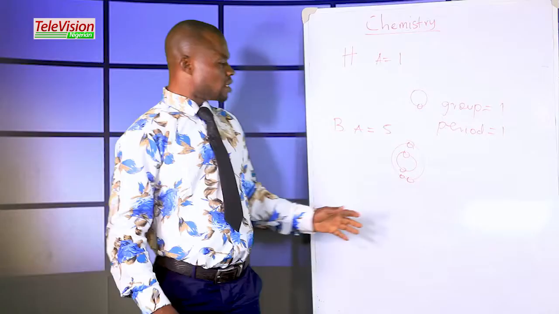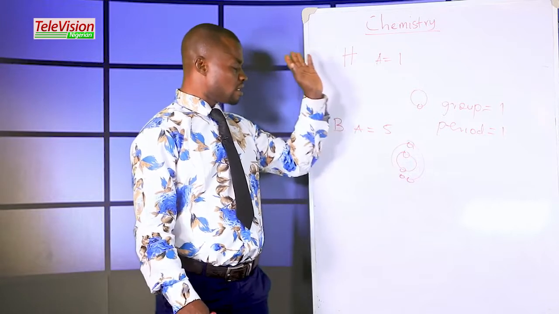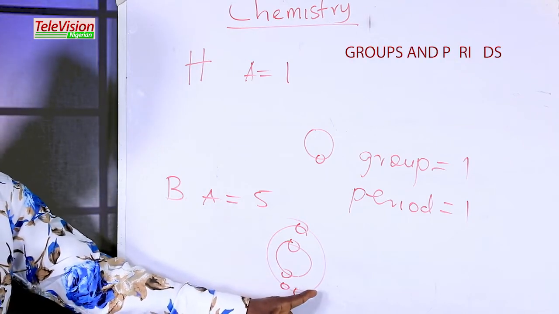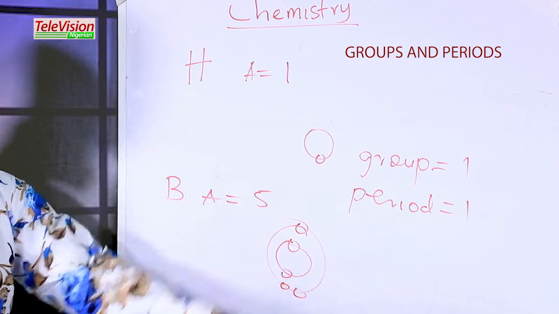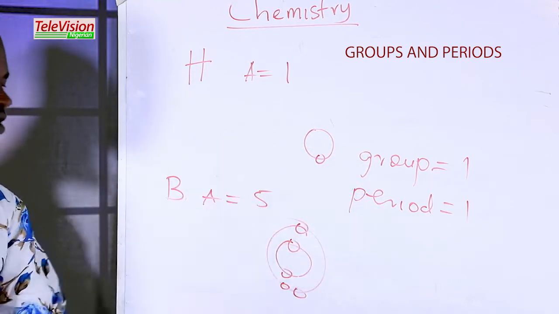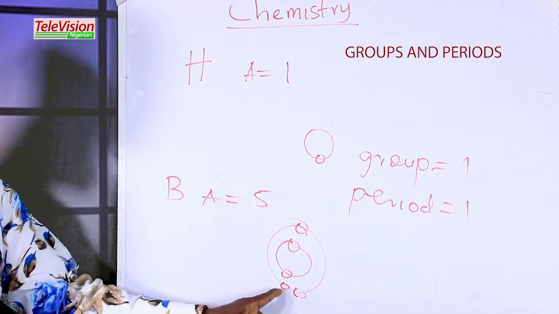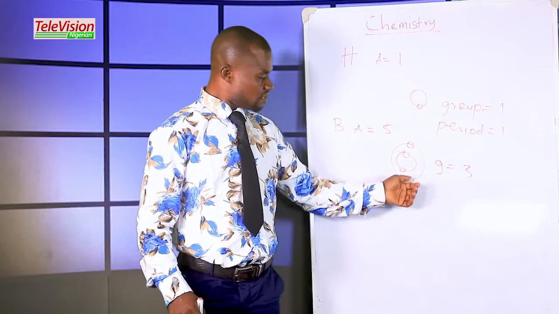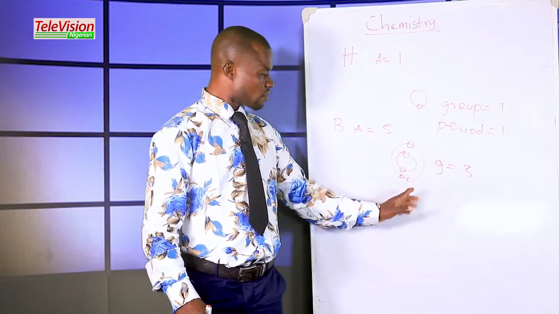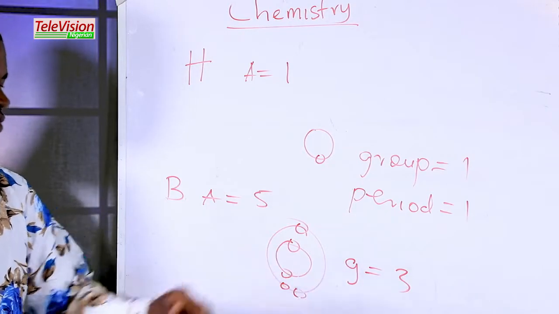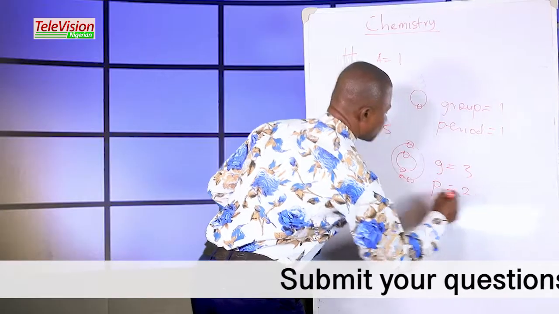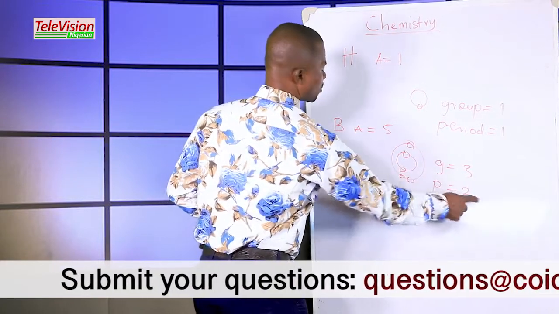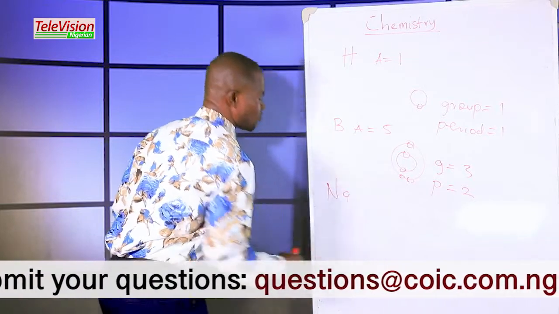So we put the remaining 3 in this orbit. Now, after that, how many electrons are in the outermost shell? This is the inner, this is the outermost. The outermost shell electron determines the number of the group. So how many electrons are inside the outermost shell? It's 3: 1, 2, 3. Meaning that boron belongs to group 3. Then how many orbits are these electrons occupying? There are 2 orbits: 1, 2. That is period 2. Group 3, period 2.